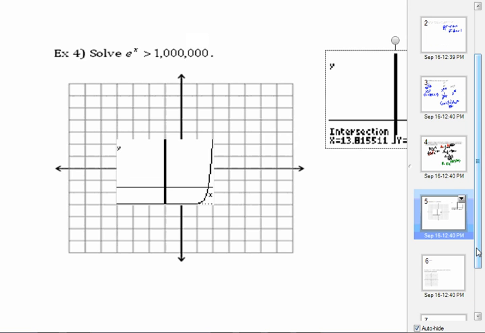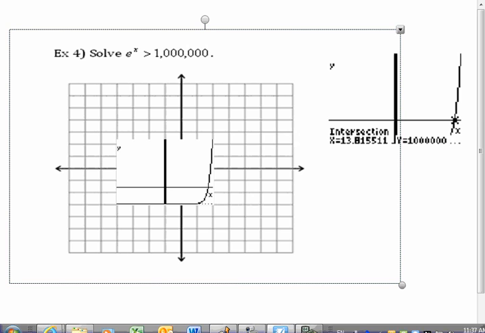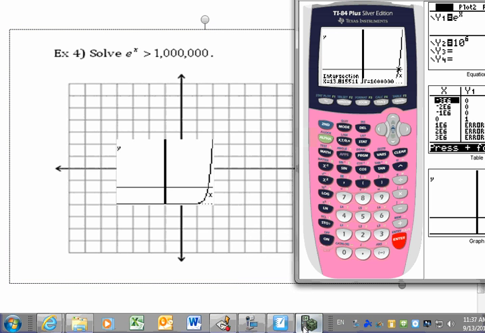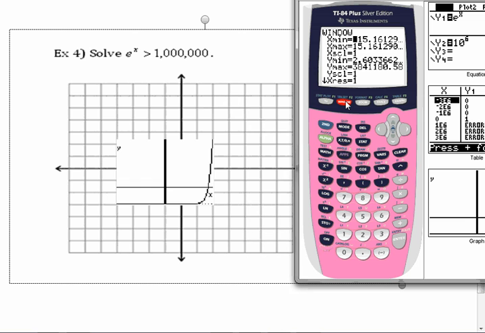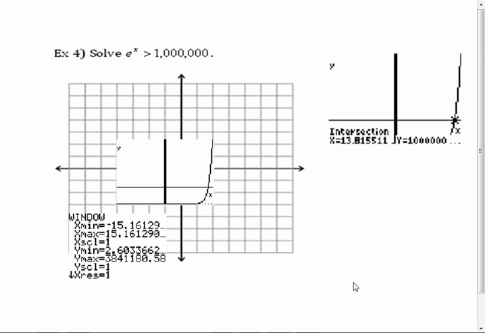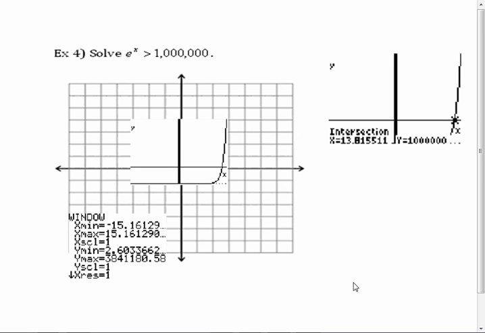I did a zoom fit, but we can print it up. Now, if you don't have the right, look how big that is. If you don't have the right domain, that's a problem. Good, one slide. So the window is going to cause you the problem.